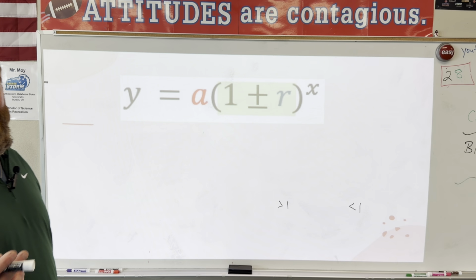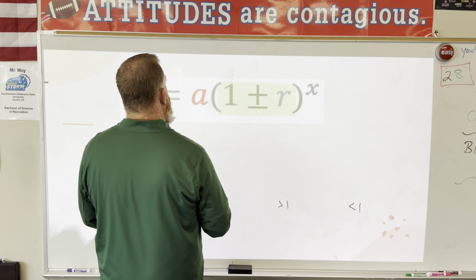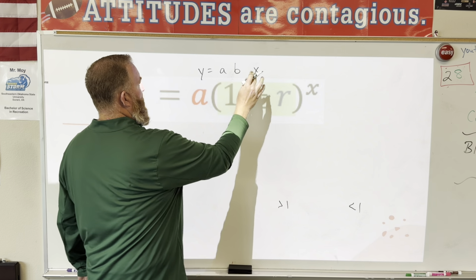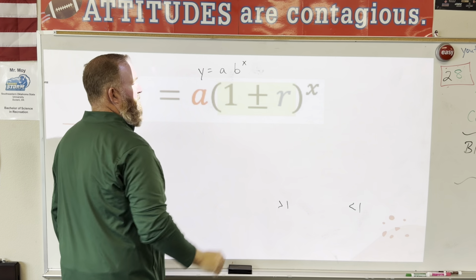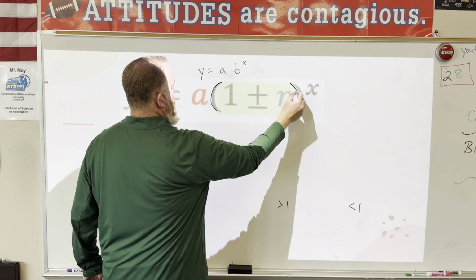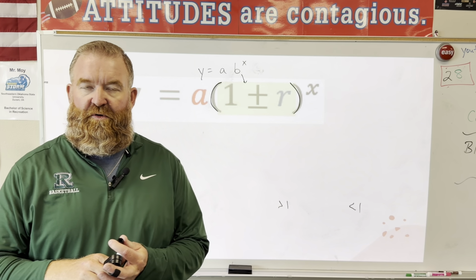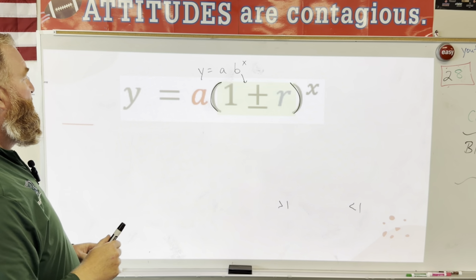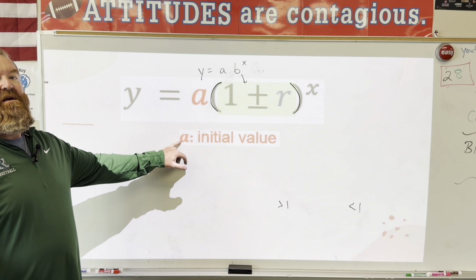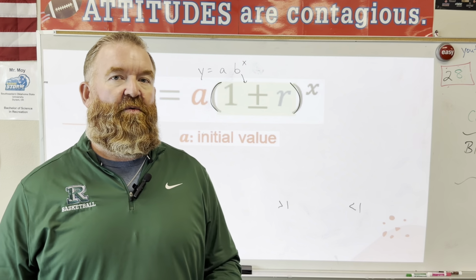This is what we're talking about with the exponential growth or decay. It's the exact same thing: y equals a b to the x. But now, instead of having the letter b, I'm going to put something else in there. This is where your growth or decay is going to come from. So here's what it is. The a is the initial value, same thing that we just talked about. The initial value is your y-intercept.